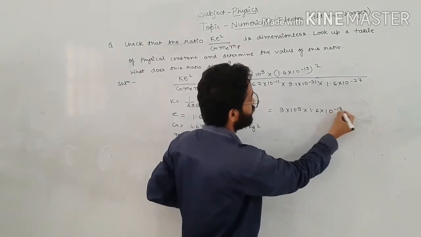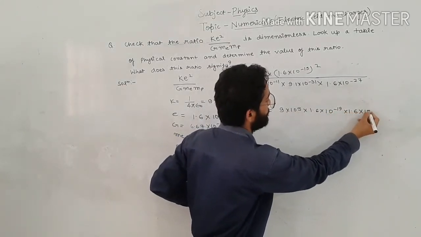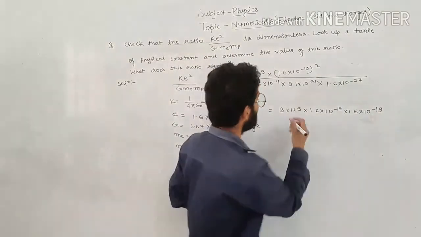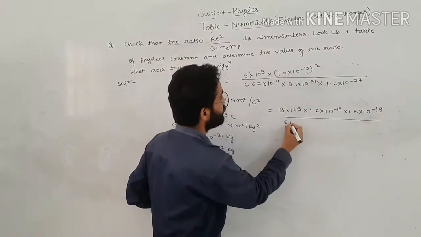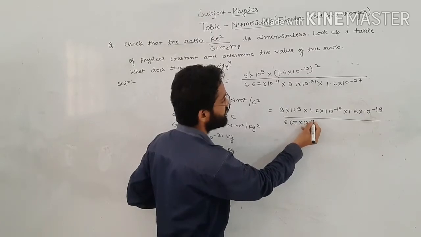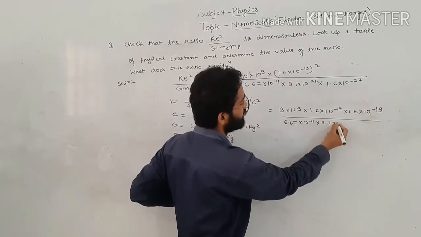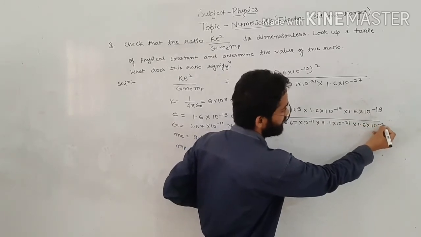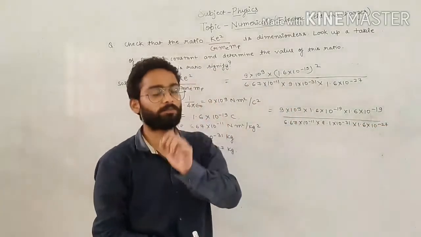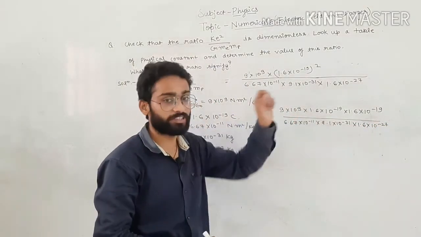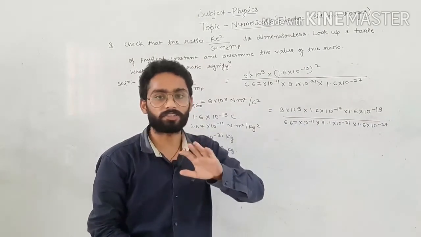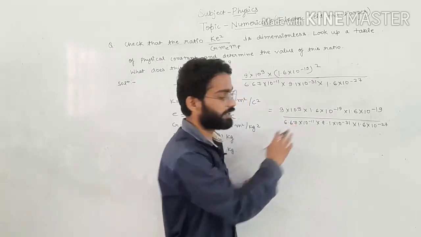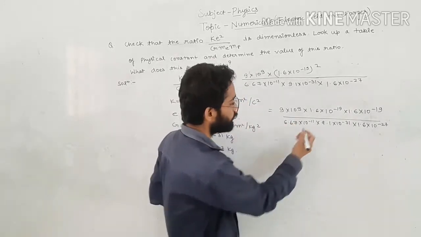This can be written as 1.6 into 10 power minus 19 into 1.6 into 10 power minus 19 upon 6.67 into 10 power minus 11 into 9.1 into 10 power minus 31 into 1.6 into 10 power minus 27. My dear students, listen carefully. We have to first solve the powers of 10; if you solve that, you can find the answer very easily.